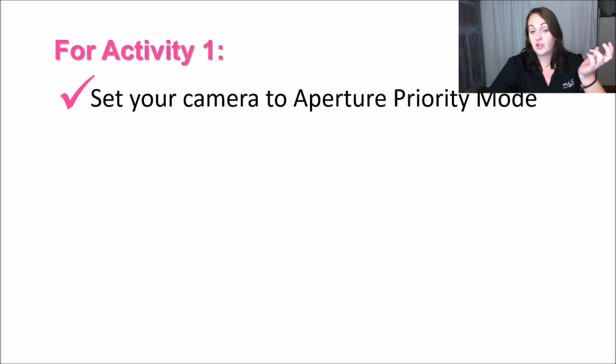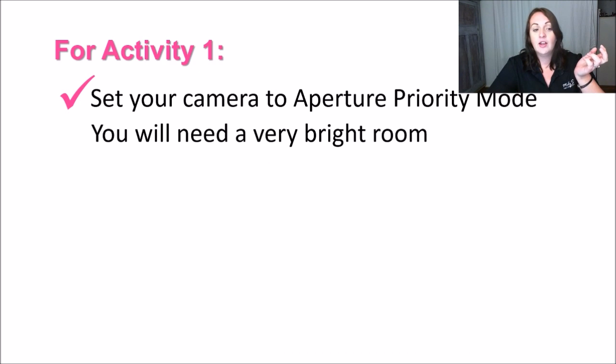So, once you've got your camera set to aperture priority mode, you will need a very bright room, just to make it easier on you at this point in time. With aperture priority mode, you're actually telling the camera, I want control of my f-stop number, you work out the rest. So by having a very bright room, it's going to make it easier on your camera to figure out the rest of your settings and still get a nice clear image.